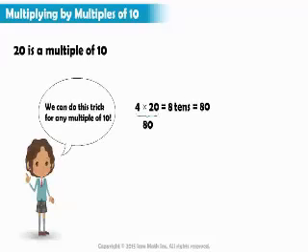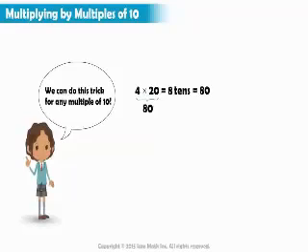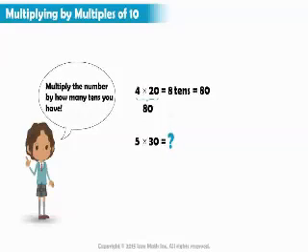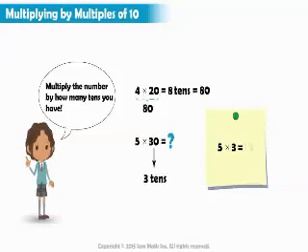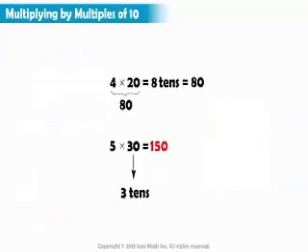We can do this trick for any multiple of 10. So if we need to multiply a number, say 5, by a multiple of 10, say 30, we just multiply the number by how many tens we have. 30 is equal to 3 tens. So 5 times 3 equals 15. Then we put a 0 after finding the result. Our final answer equals 150.